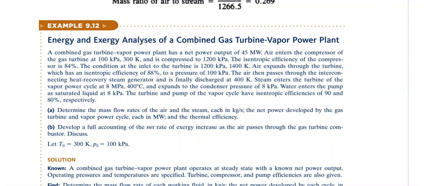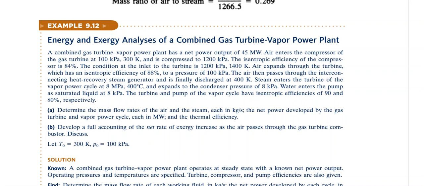The combined gas turbine vapor power plant has a net power output of 45 megawatts. Air enters the compressor of the gas turbine at 100 kPa and 300 Kelvin, which is the atmospheric condition, and is compressed to 1200 kPa. The isentropic efficiency of the compressor is 84%. The condition at the inlet to the turbine is 1200 kPa, 1400 Kelvin. Air expands through the turbine, which has an isentropic efficiency of 88%, to a pressure of 100 kPa, so back to atmospheric pressure.